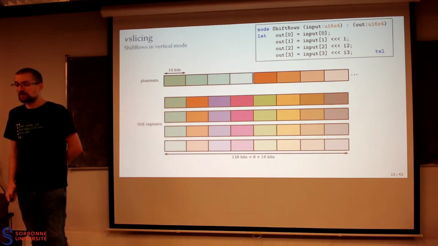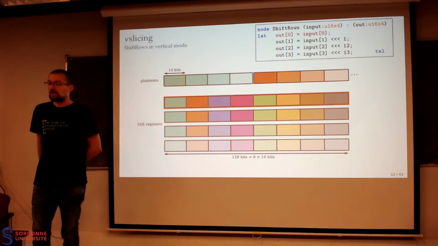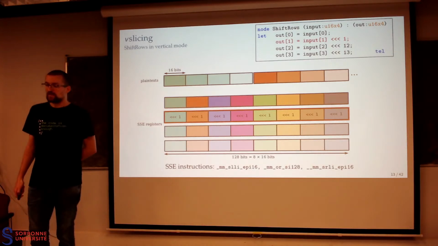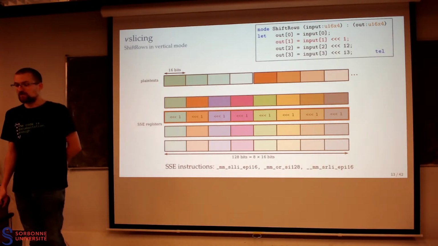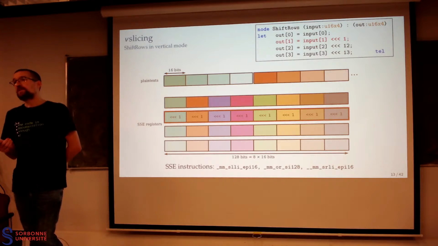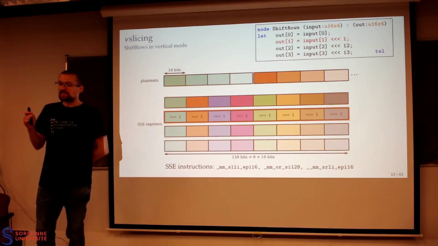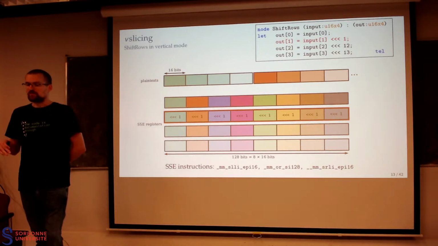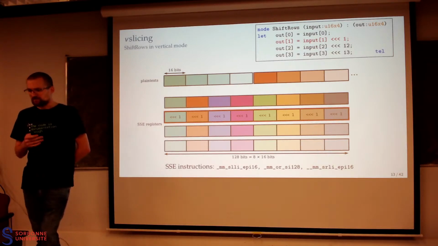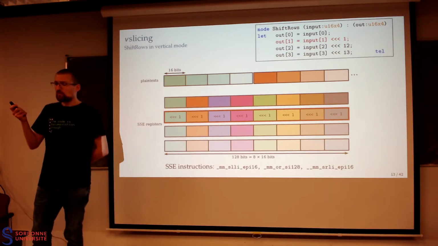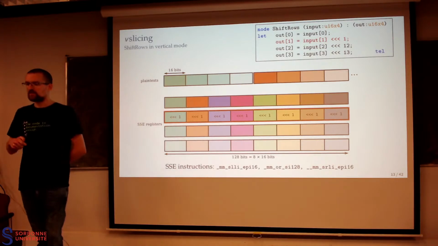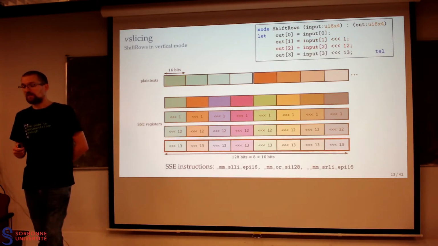Then the question is, how do we compute on those data? The first step of shift rows is a simple assignment, so basically nothing to do. Then you have a left rotation by 1. SSE extensions offer instructions to perform left shift, right shift, and OR on 16-bit packed elements within an SSE register, all at the same time. With those 3 instructions, you can emulate a rotation, so you compute 8 rotations in parallel. The same goes for the left rotation by 12 and by 13.